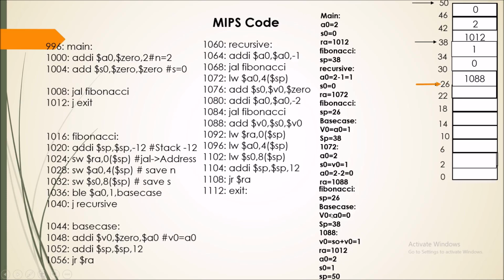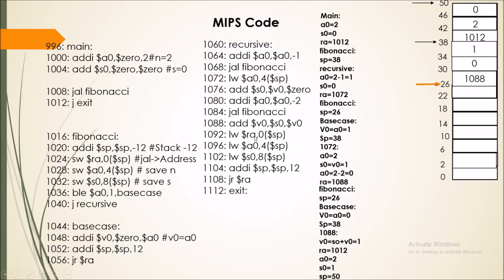So it will again go to the base case, and there we will again set the value of V0 as A0, and the value was 0, so V0 will be equal to 0 now. Then we will move the stack plus 12, so it will move to 38, and then we will go to the jump instruction, and our array value was 1088, so it will move there. In 1088 we have what? We have V0, S0 and V0. That means we are adding S0 and V0, and we are putting the value in V0, right? So S0 was 1 and V0 was 0, so V0 would be 1.